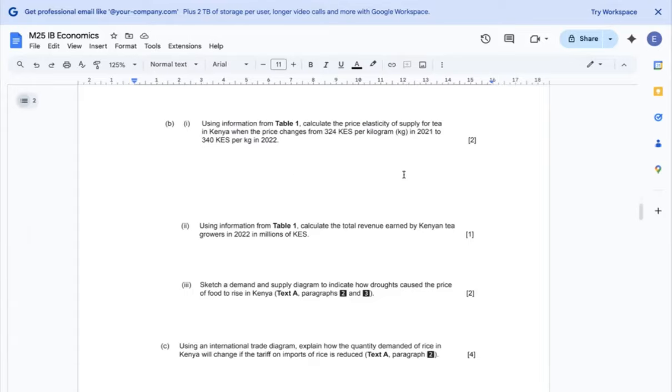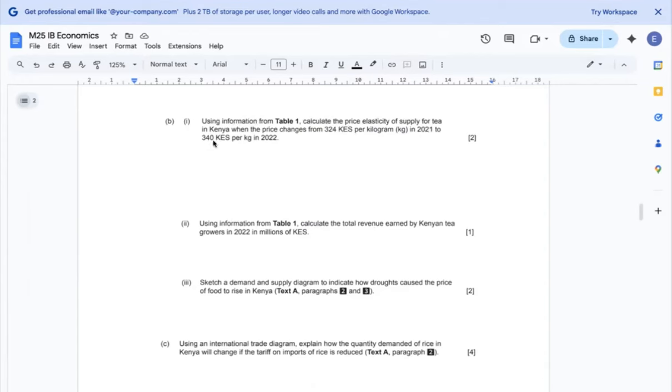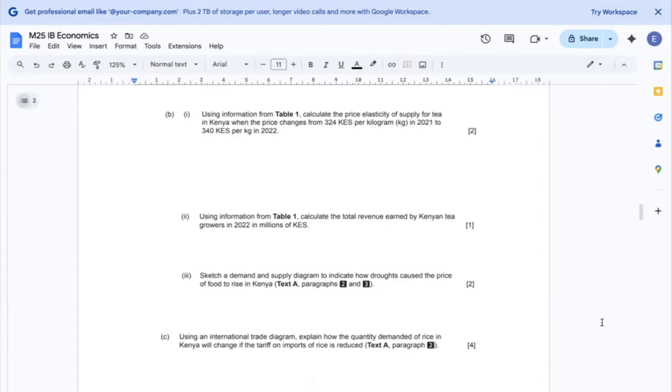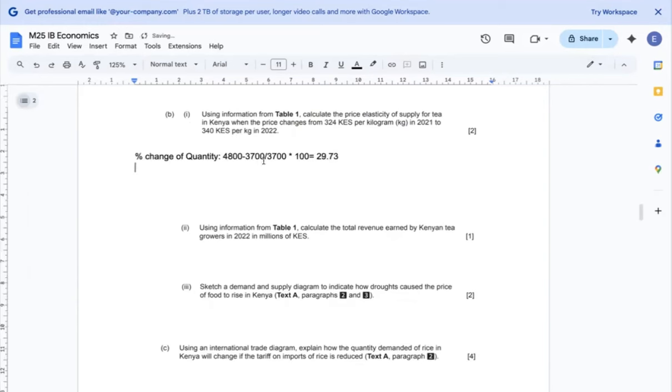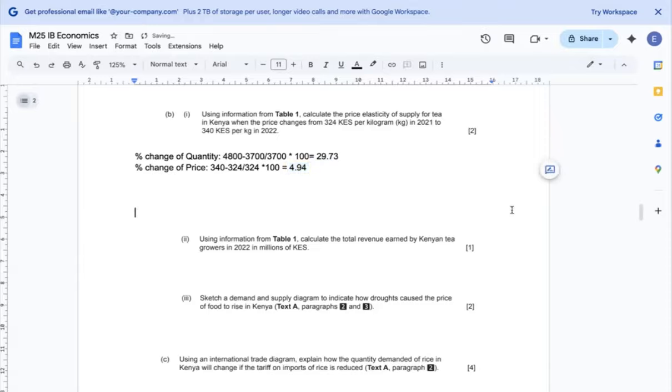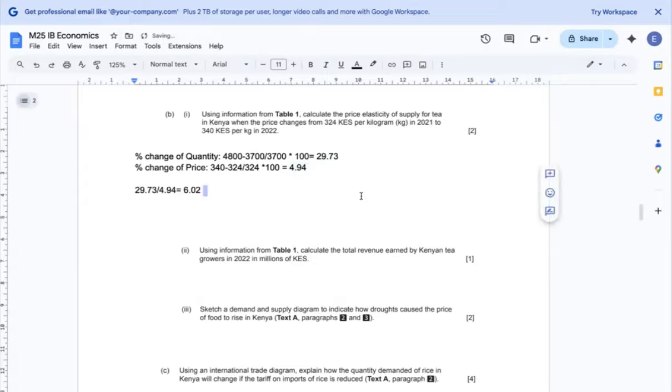Question B1. Using information from Table 1, calculate the price elasticity of supply for tea in Kenya when the price changes from 324 KES per kilogram in 2021 to 340 KES per kilogram in 2022. So you first need to calculate the percentage change in quantity, which is this, and next is the percentage change of price, which is this, and you divide one with the other. So the PES is going to be this one, 602.